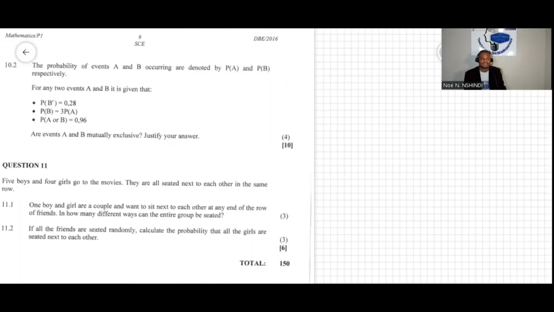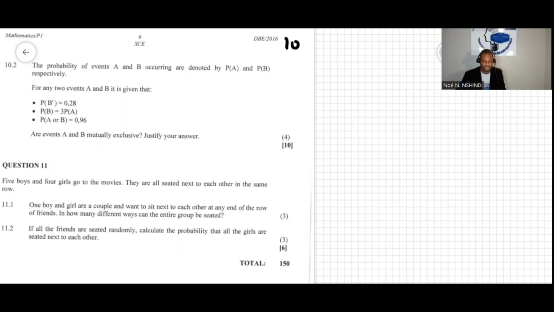It is given that the probabilities of events A and B occurring are denoted by P(A) and P(B), respectively. For any two events A and B, the probability of the complement of B is 0.28. The probability of B is 3 times the probability of A. The probability of A or B equals 0.96. Are events A and B mutually exclusive? Justify your answer. On our right here, question 10.2.